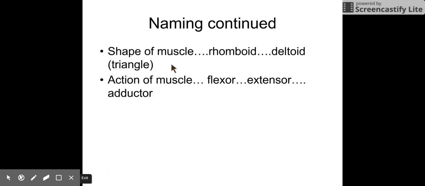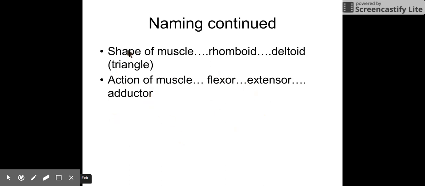Naming continued. We have the shape of the muscles. So if it is kind of a rhombus shaped muscle, or maybe it's triangular shaped, we will use the names for those shapes in order to name the muscle. So we have rhomboid muscles and we have deltoids and things like that. Then the action, flexors, extensors, abductors.